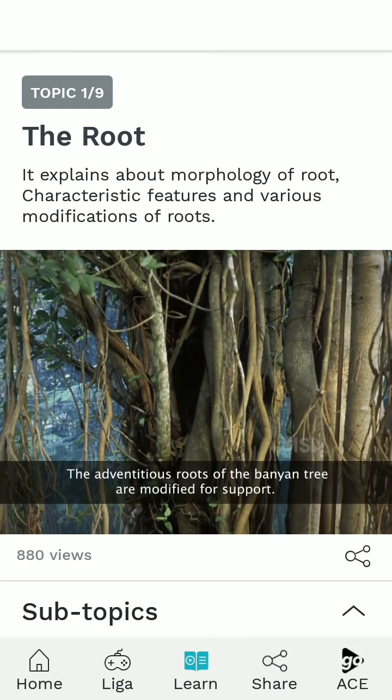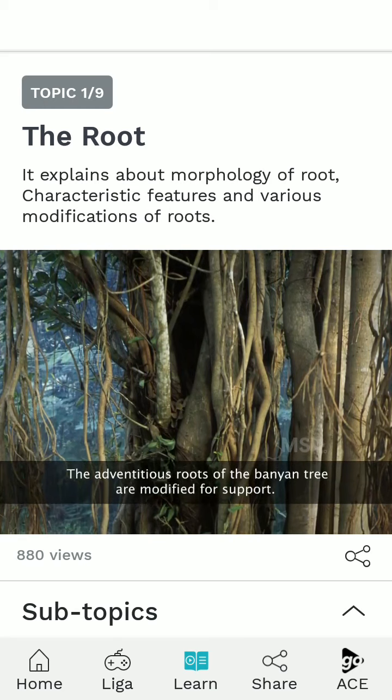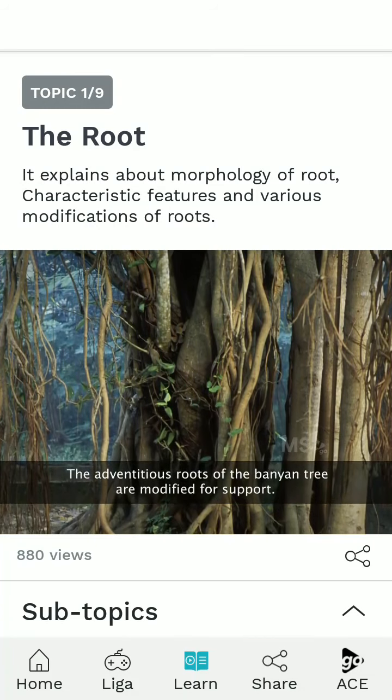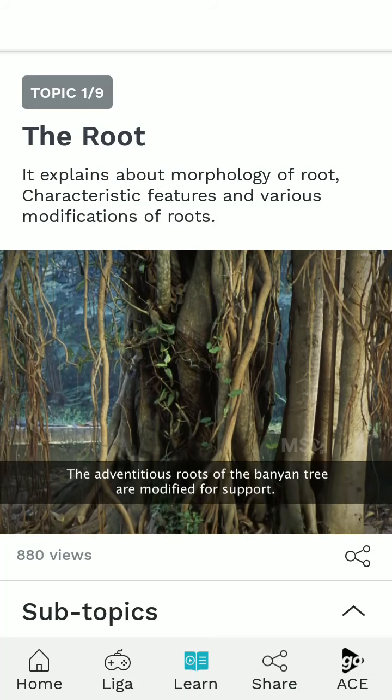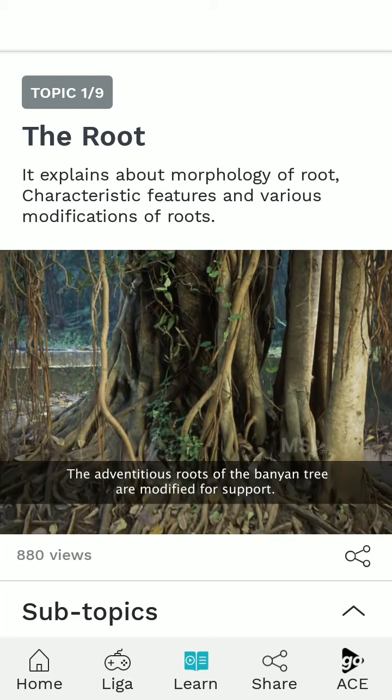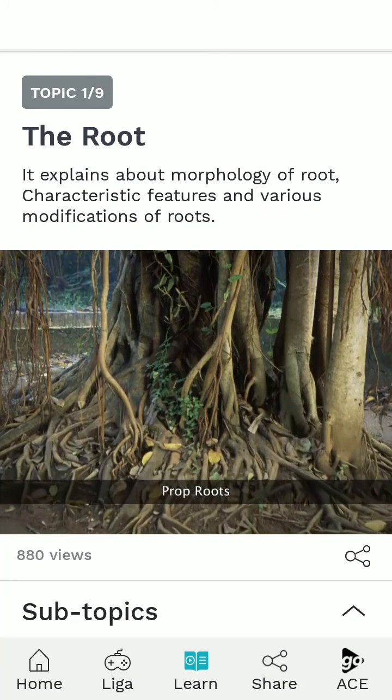The adventitious roots of the banyan tree also act as props supporting its branches. The roots grow underneath the soil, and as they grow old, they become strong enough to support the lateral growth of the branches. These adventitious roots are thus called prop roots.